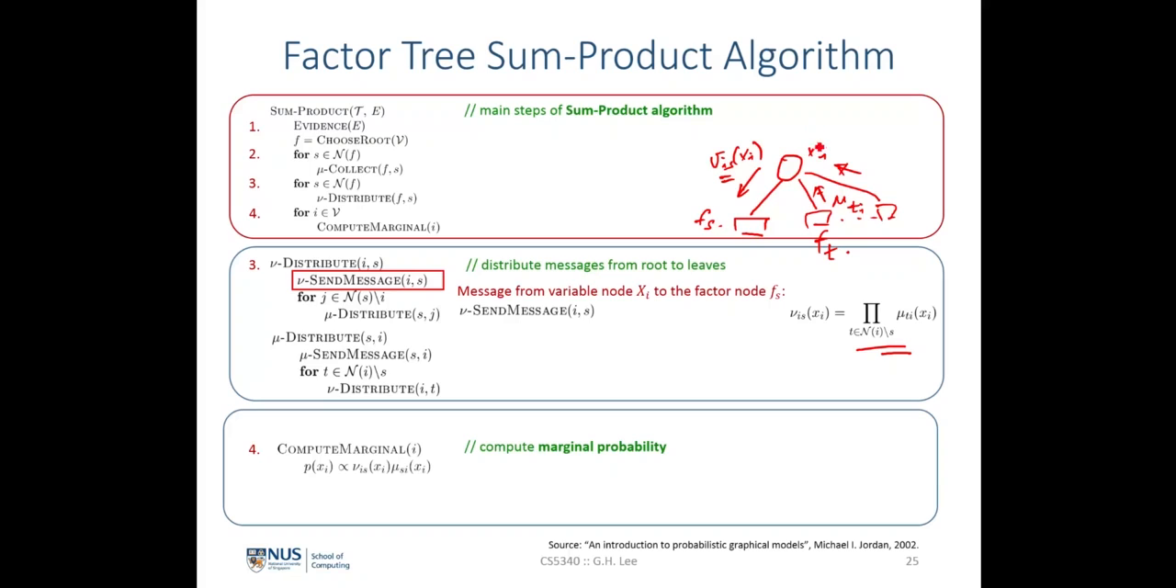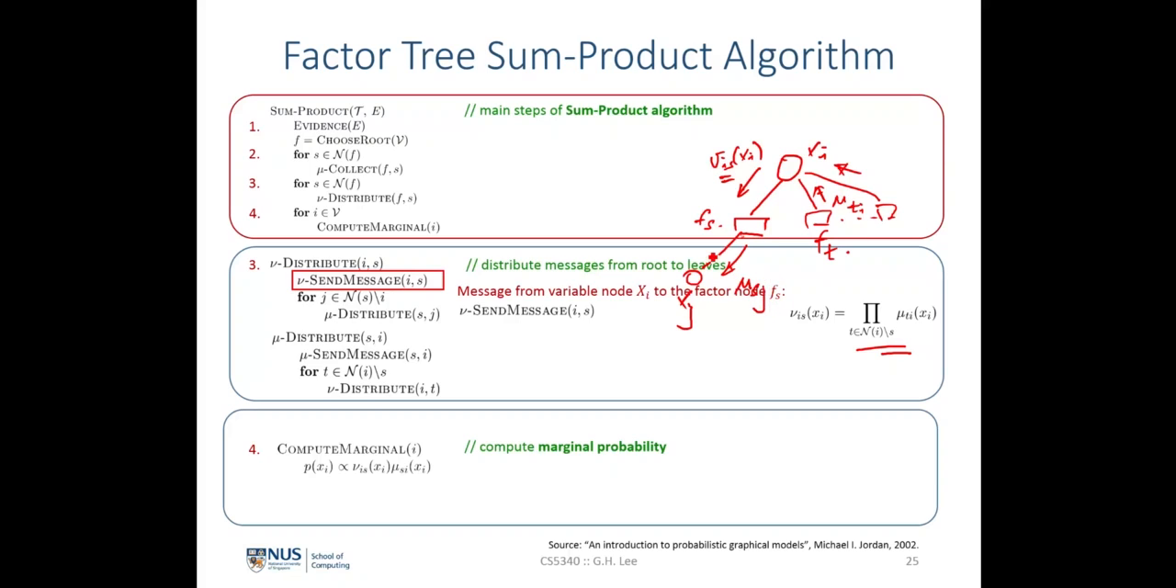And once we are done with the propagation of the messages from xi to fs, we'll do a downward propagation. We'll further distribute the message from fs towards the other random variable nodes that are connected to fs at a hierarchical level lower than fs. Now suppose that we denote this particular random variable here as xj, then this particular message over here would be mu of s towards j.